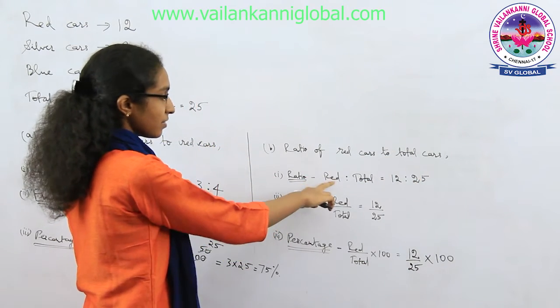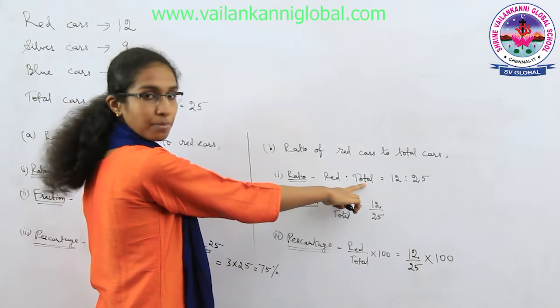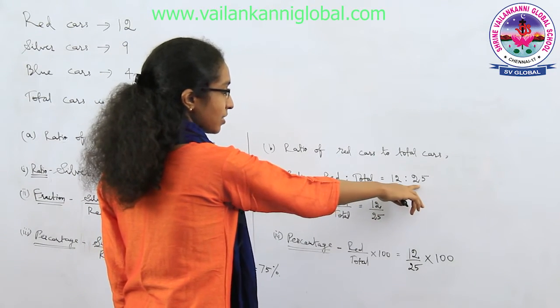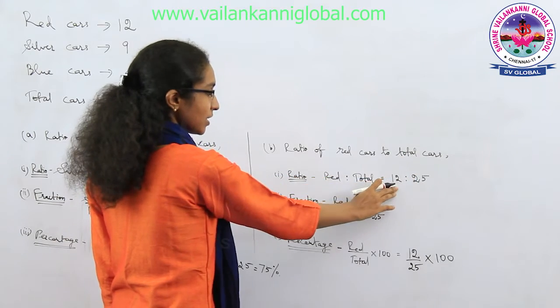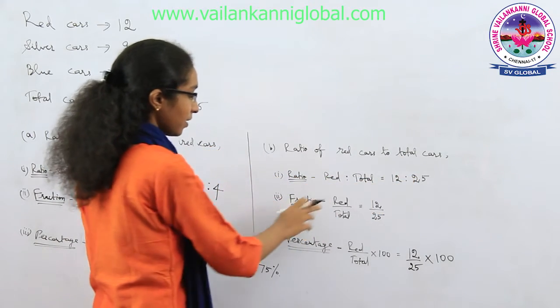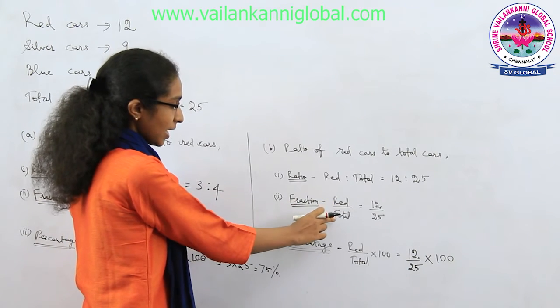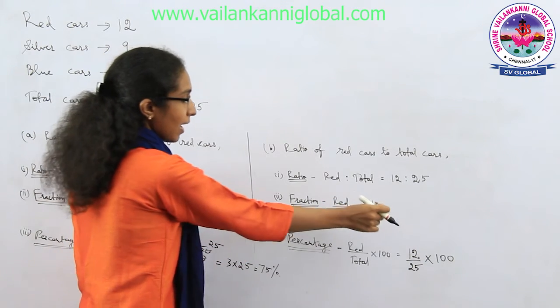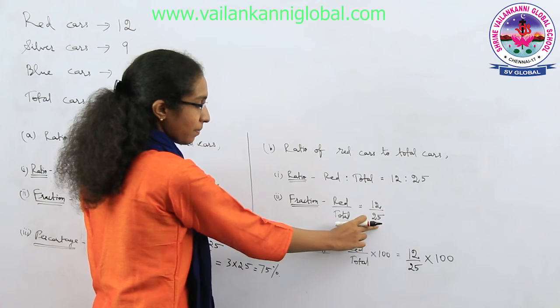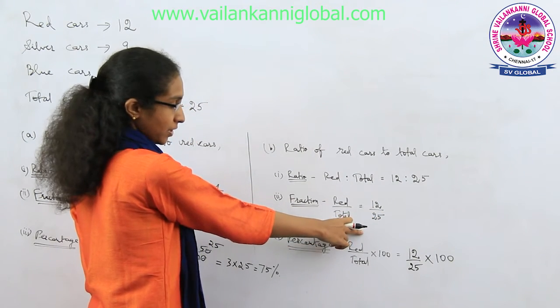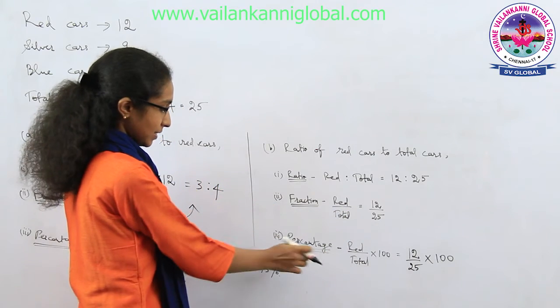The next one is ratio of red cars to total cars. Hence it is written as red is to the total number of cars. Red is 12 and total number of cars is 25. Hence it is written as 12:25. In the form of fraction, we write red in the numerator and total in the denominator. Hence it is written as 12 divided by 25. 12 and 25 cannot be simplified further, hence it is left as it is.